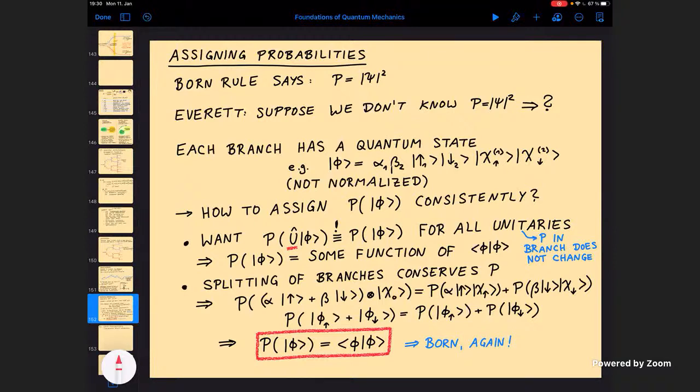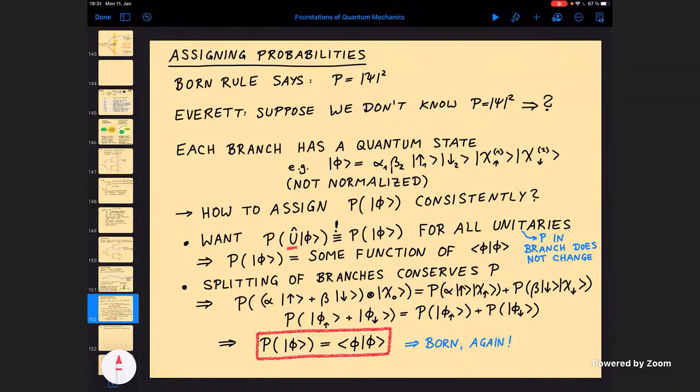If I tell you I want to map a vector to a scalar in Euclidean space, but this scalar should not change under any rotations, it turns out the only allowable choice is some function of the length of the vector. You still don't know which function of the length. It could be the sine of the length or the length to the power of 2/3 or something, but it should only be a function of the length. Any other choice would not work if it should be invariant under rotations. So also here we find that P of phi should be some function of the length of this vector.